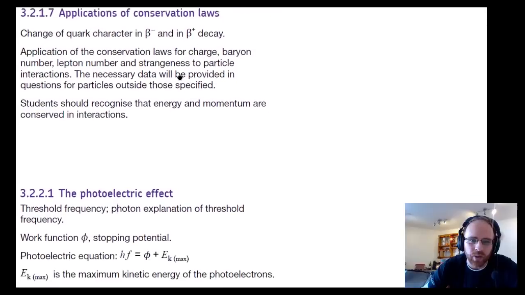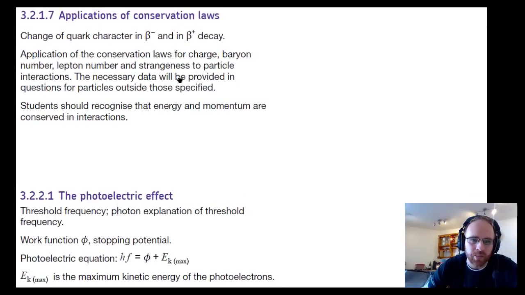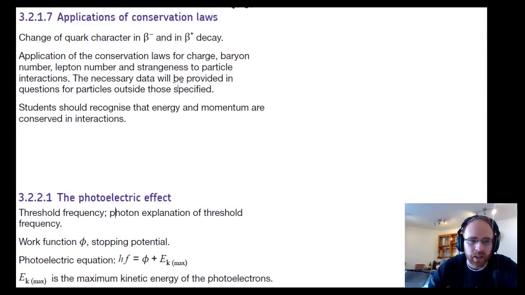Application of the conservation laws for charge, baryon number, lepton number, and strangeness to particle interactions. Necessary data provided. So energy and momentum are always conserved in interactions, and mass as well. Mass, energy, it's all the same thing, more or less. Oh, this is a little bit tedious. So if we talk about Q, B, L, S.